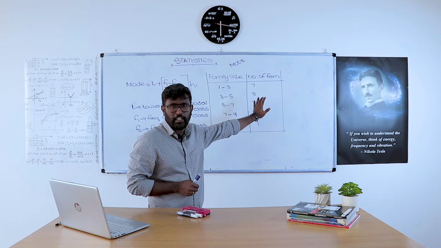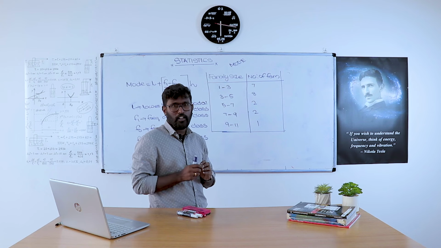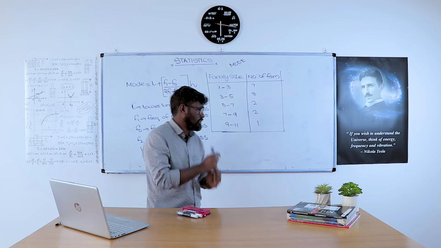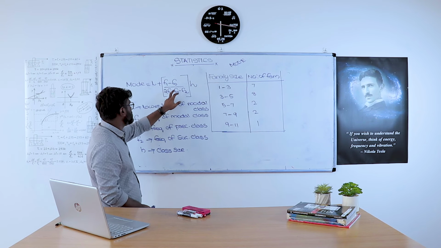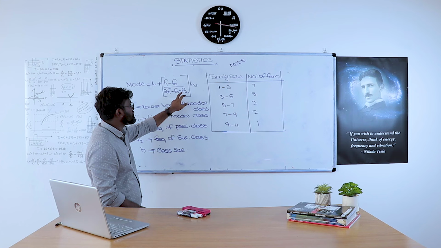So this is the given data and we want to find out the mode. Just as simple as that, we have to use the equation. What is the equation to find out the mode? L plus (f1 minus f0) by (2f1 minus f0 minus f2).